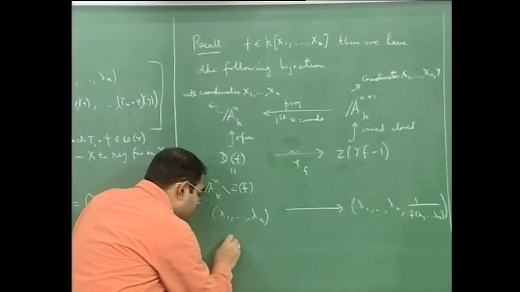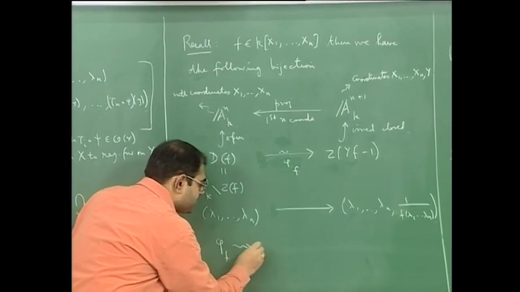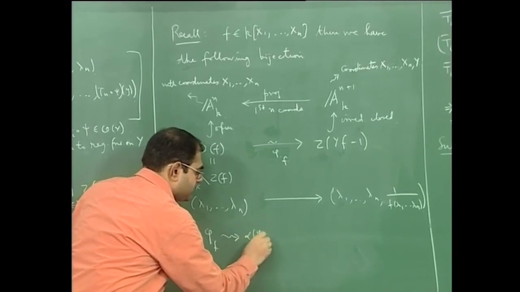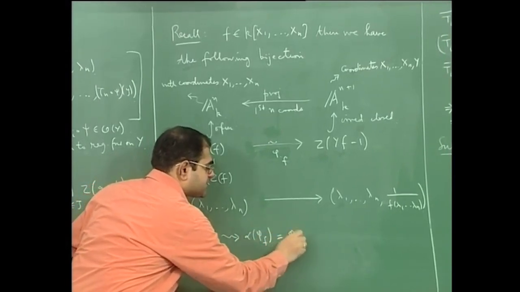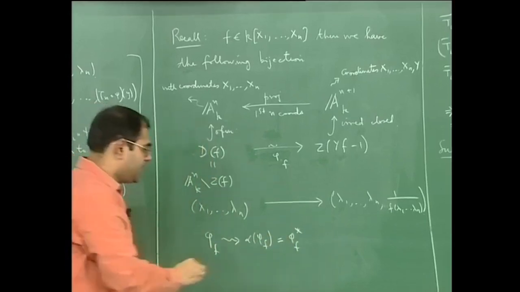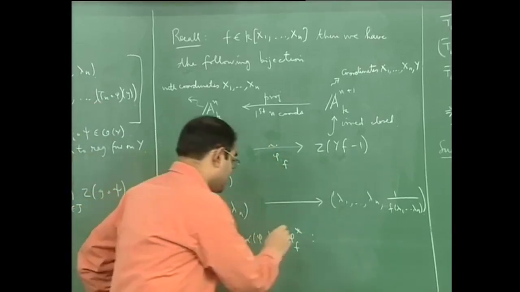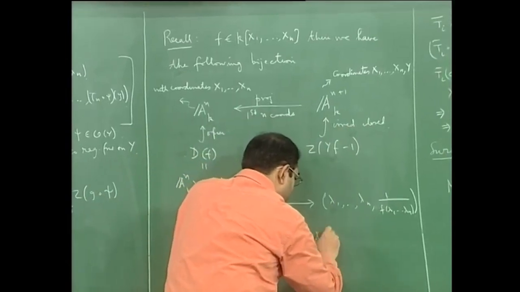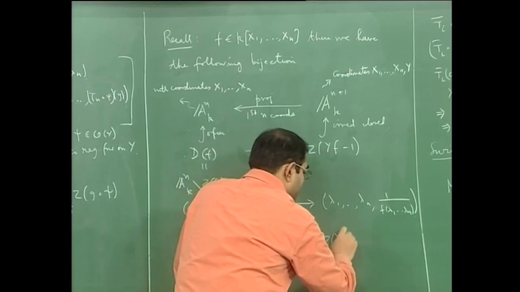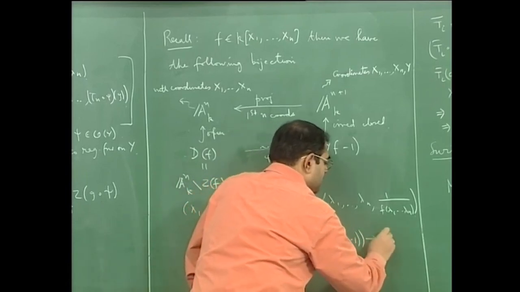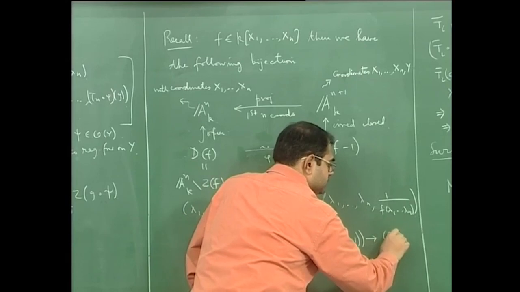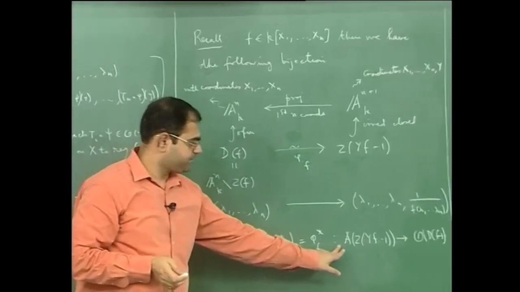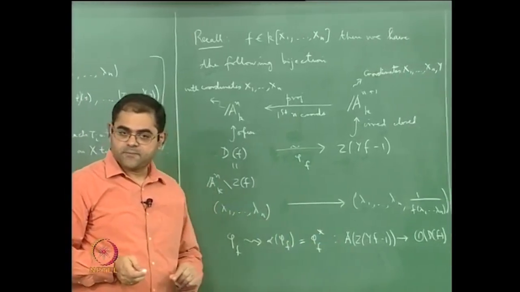Then this phi sub f will induce alpha of phi sub f, which is a pullback map. It is phi sub f star, it is a pullback map. And what is a pullback map? It will go from the regular functions on the target, so from A of Z of (yf minus 1), to the regular functions on the source. This is what you will get, okay. This is the pullback map.